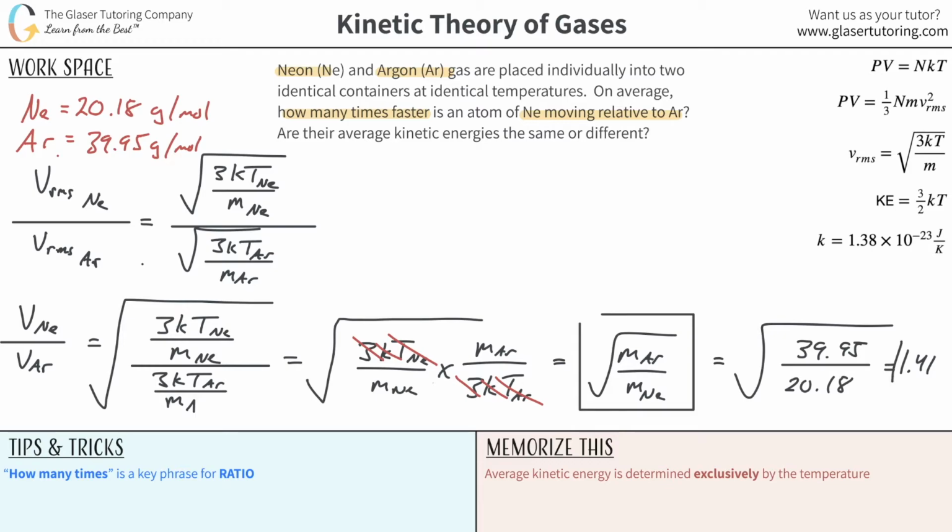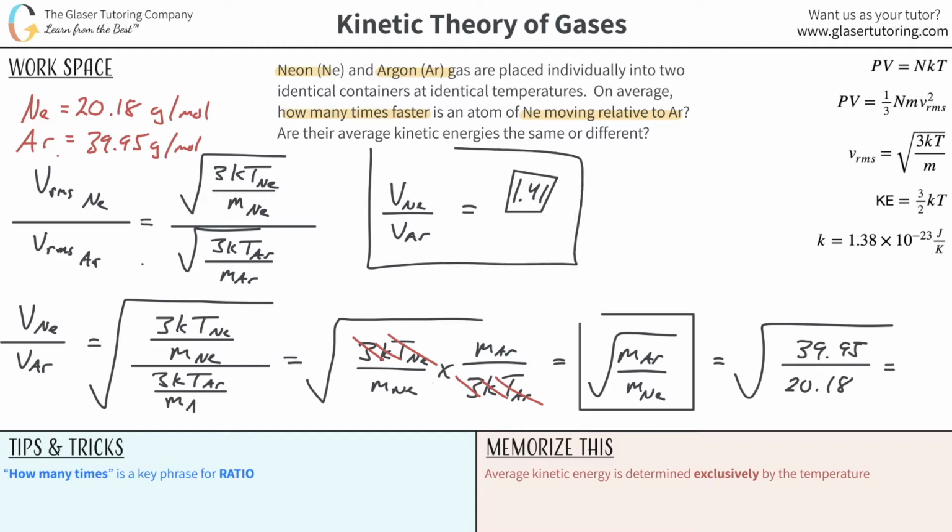And now, again, what did we just solve for? Well, we basically just solved for how many times faster neon is moving than argon. Remember this value here, and I've got to take the decimal with me. This value represented the root mean square velocity of neon relative to that of argon. And this is the overall answer.